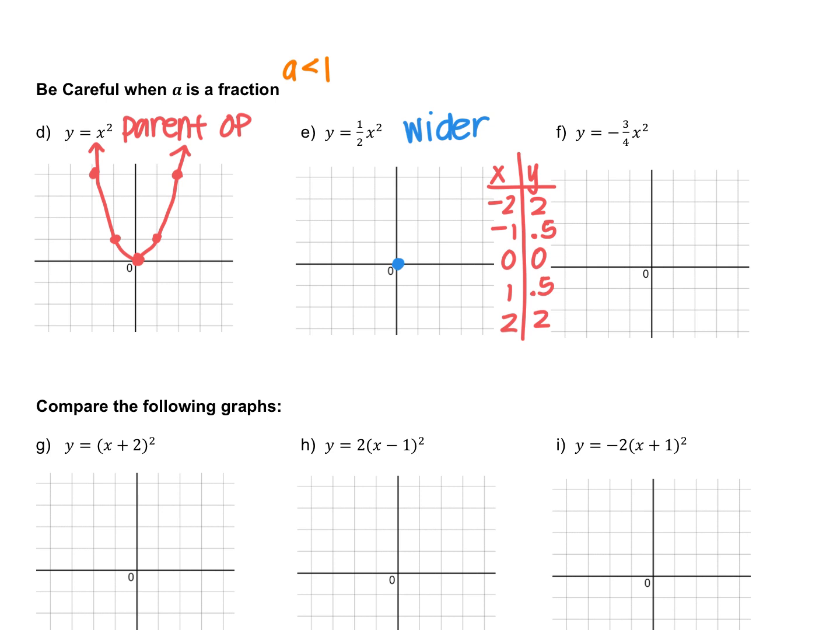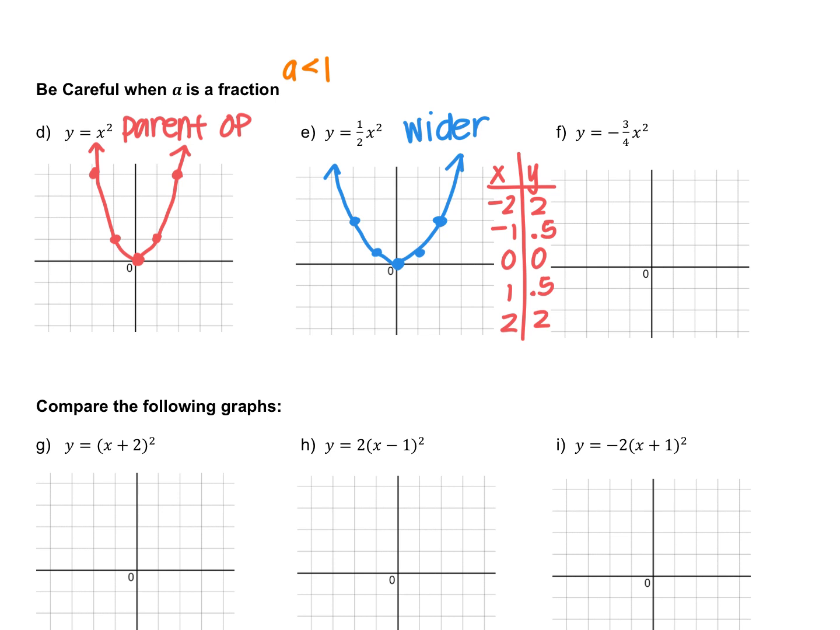So I'm going to go -2, 2. -1, 0.5 or 1/2, so just halfway up. 1/2, 2, 2. And then we graph it. And it is wider than it was before.